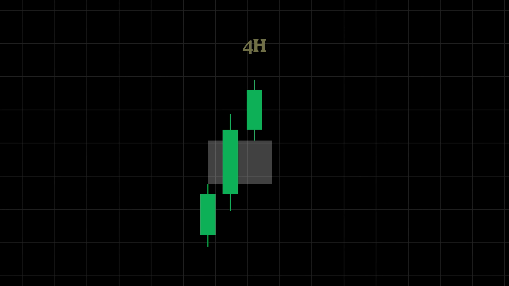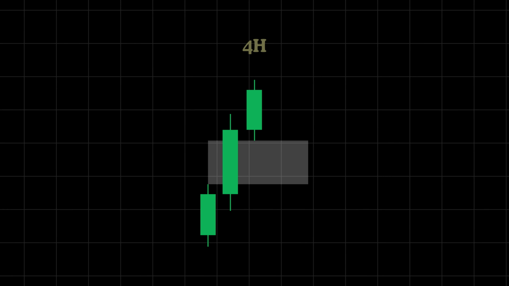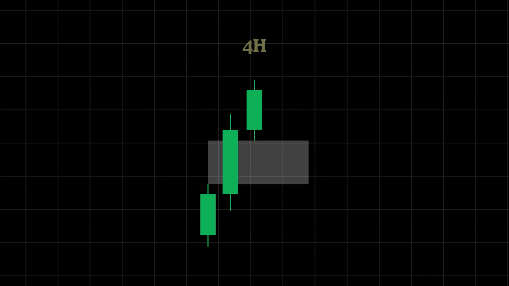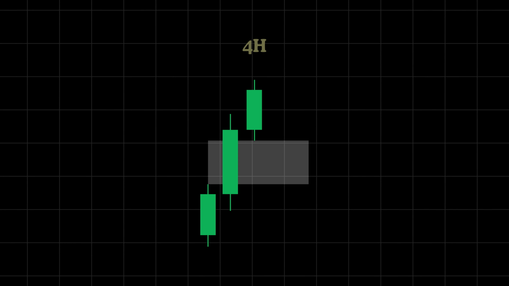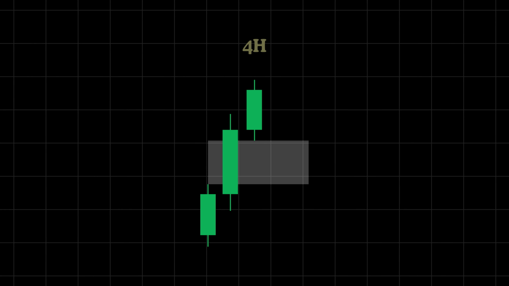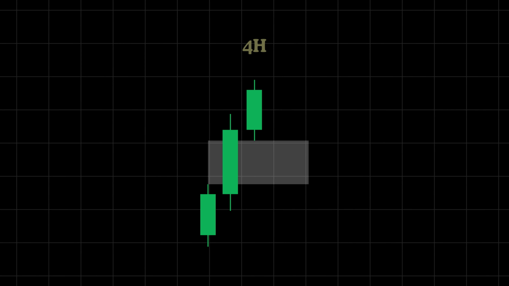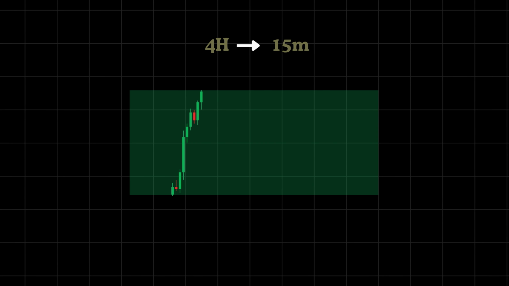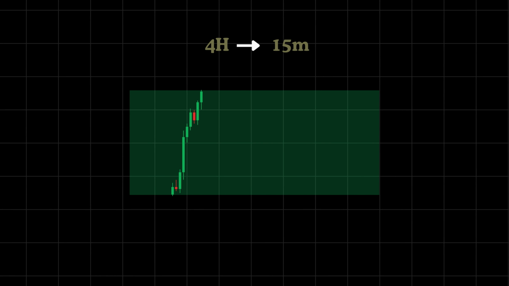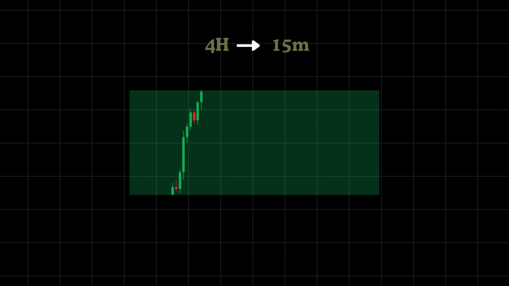Suppose we identify a bullish FVG on the 4-hour time frame. The gap provides a potential reversal zone, but it's quite broad, leaving us with a wide margin of error. Instead of blindly entering anywhere within this range, we can drop to a lower time frame, like the 15-minute chart, to get more clarity. On this lower time frame, we analyze the internal structure of the 4H FVG.